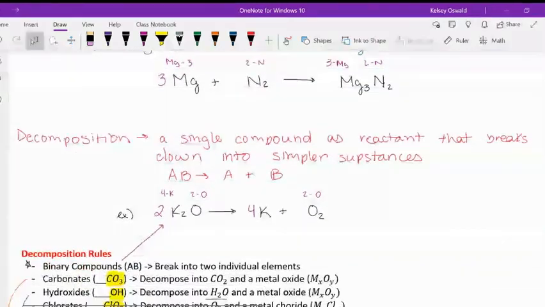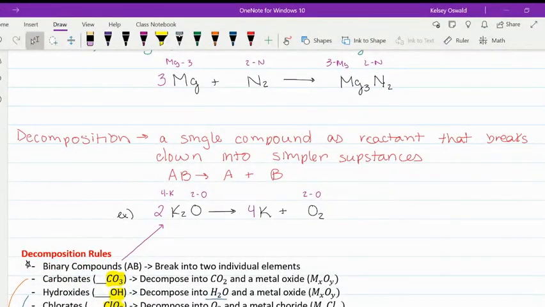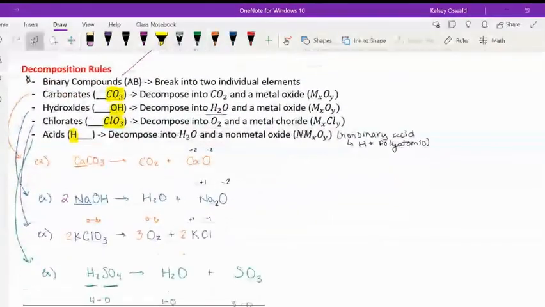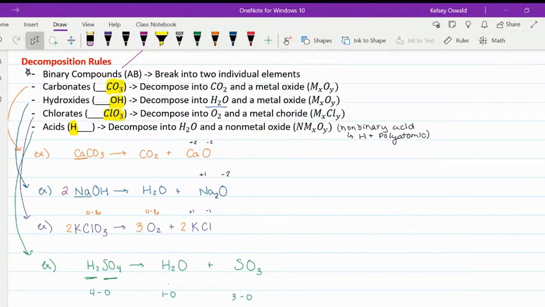That's different than decomposition, because in decomposition, we're going to have a single compound as our reactant. So when we're recognizing this, we'll see that 1 compound as a reactant that's then going to break down according to these decomposition rules. Okay, and again, you guys will always be given that on quizzes and tests, so you do not need to memorize that.